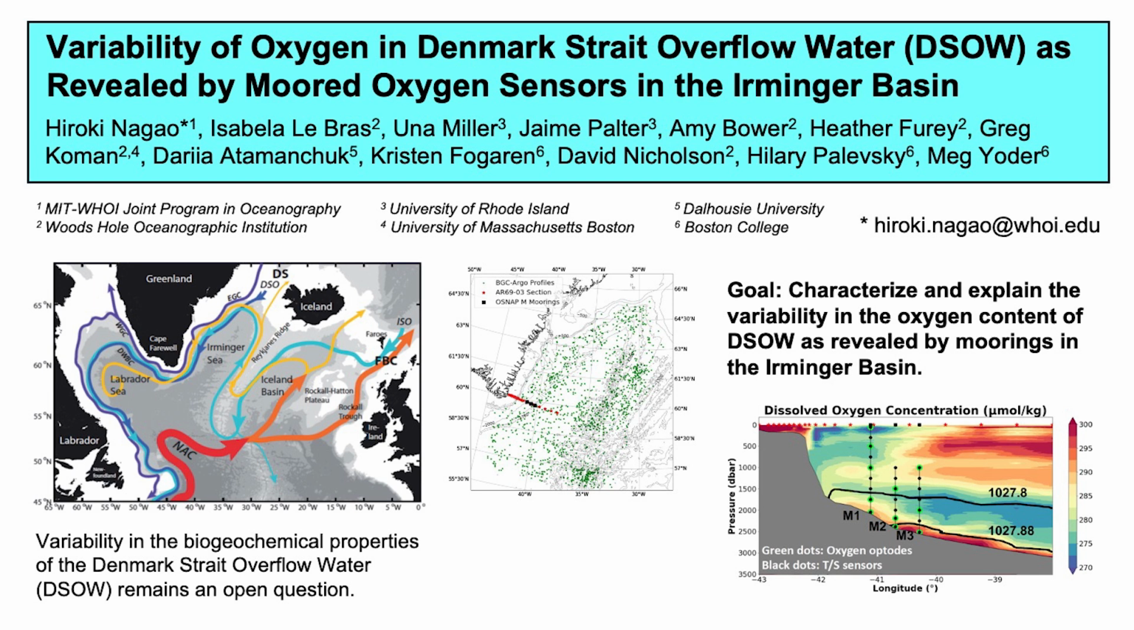In this study, I will be focusing primarily on the bottommost instruments in the OSNAP M1, M2, and M3 moorings, which, as you can see on the center map, sample the western boundary of the Irminger Basin. And you can see in the hydrographic section that the moorings sample the bottom oxygen maximum associated with the overflow water.